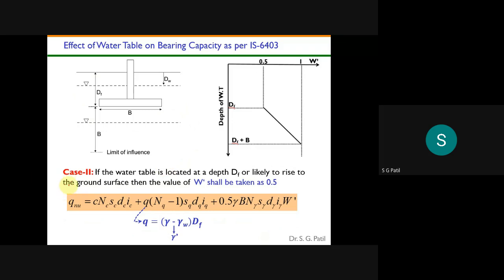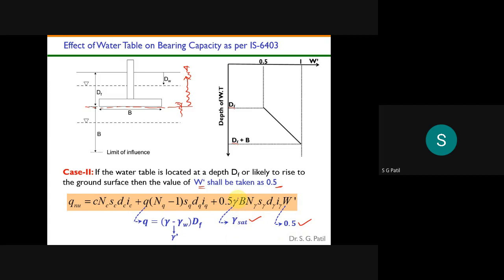Now, case number 2. What is case number 2? If the water table is located at a depth Df, that means here, and it is likely to rise to the ground surface. So it may rise up to the ground surface. In this case, how will you accommodate these correction factors? See, your W dash is now 0.5, and your gamma now becomes gamma saturated.